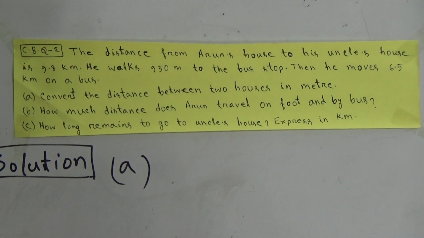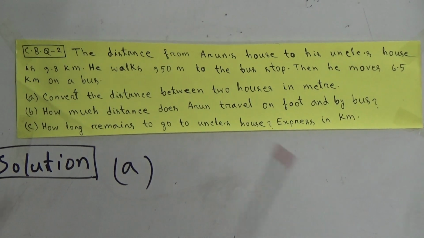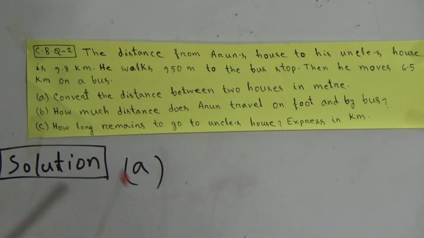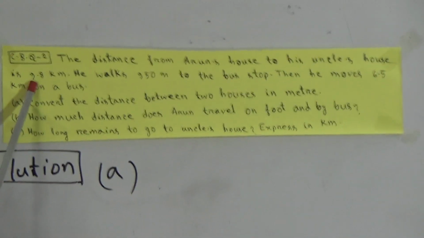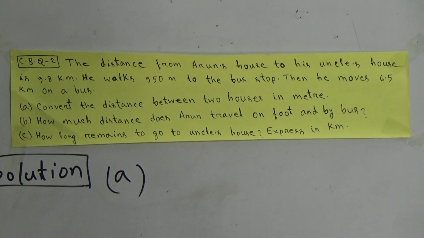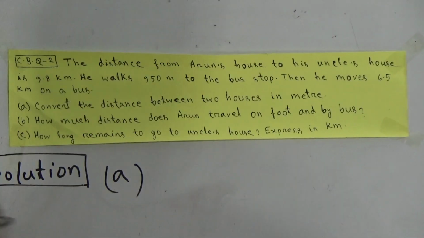At first we will solve A number question. Here A number question is, convert the distance between two houses in meter. Here the distance between two houses is already given and it is 9.8 kilometer. It is given in kilometer. We have to convert it into meter.